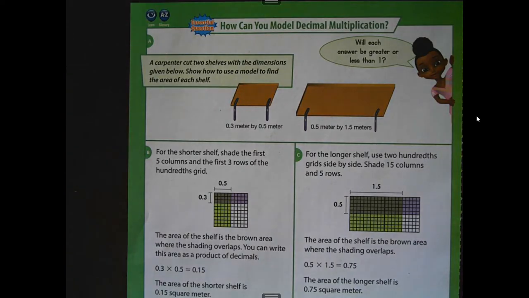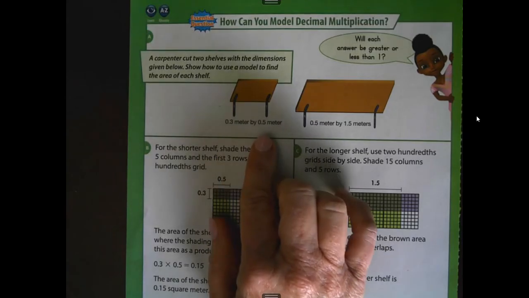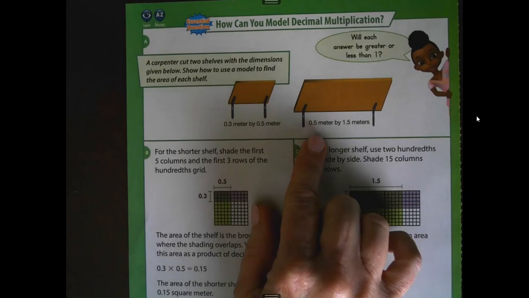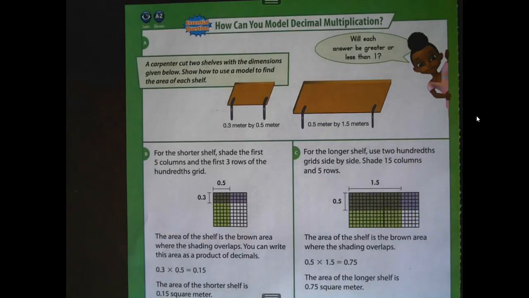We need to show how to use a model to find the area of each shelf. And then the question is, will each answer be greater or less than 1? So our first shelf is 3/10 of a meter by 5/10 of a meter. Our second shelf is 5/10 of a meter by 1 5/10 meters. So let's deal with the shorter shelf first.